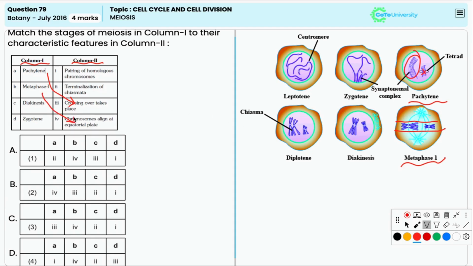During diakinesis, chiasmata move towards the end of the chromosome. That is, terminalization of chiasmata occurs. So, C matches with 2. And in zygotene, homologous chromosomes begin to pair to form bivalents. Thus, D matches with 1. Hence, the correct answer is option C.